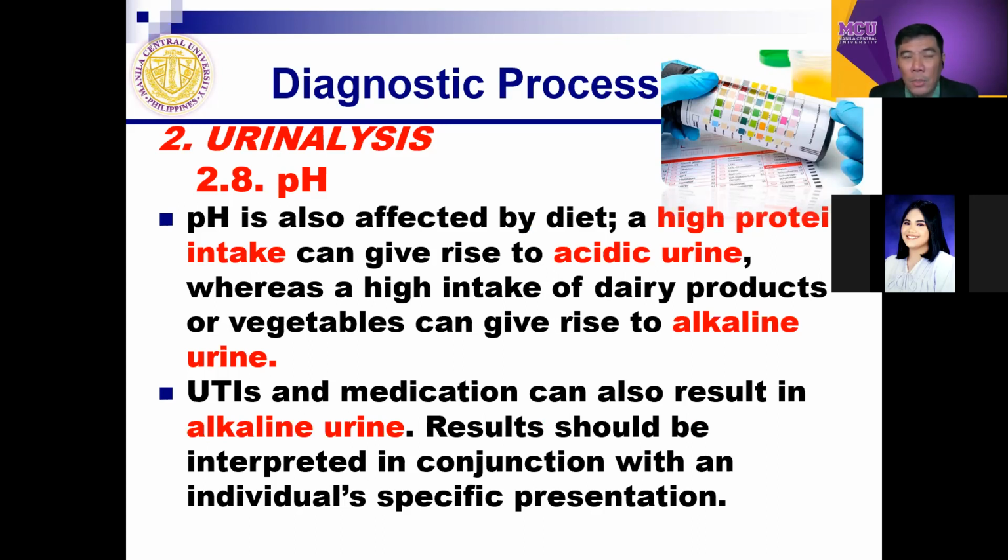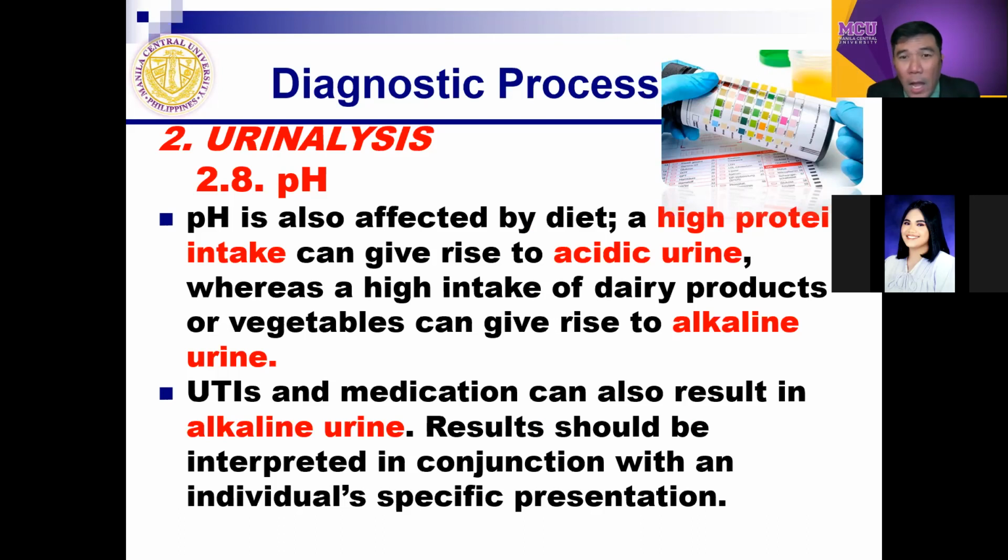So although protein is very important for tissue repair, too much protein, and if the protein level in the blood is high and passes through the GFR barrier, it will cause an effect on the acidity of the urine. Then for dietary, if your intake of dairy products and vegetables is high, it may possibly lead to alkaline urine. So that is what you will look at, because there are situations where your urine is alkaline, but isn't this an indication of urinary tract infection?